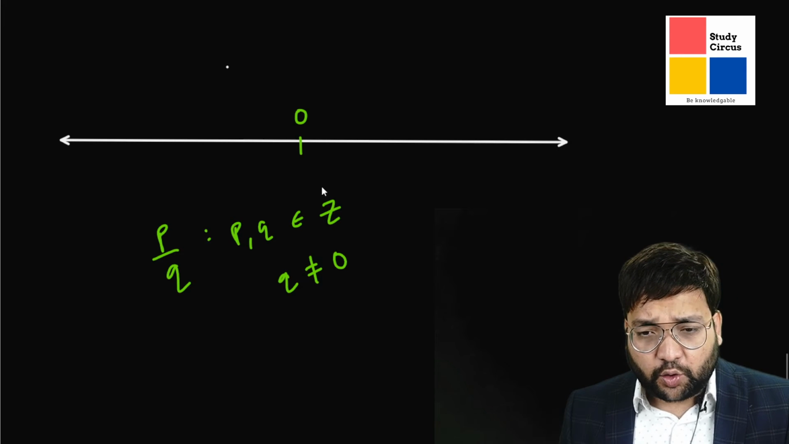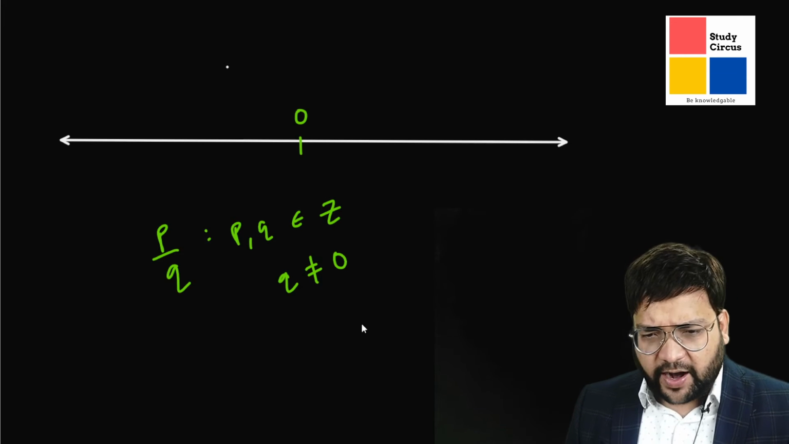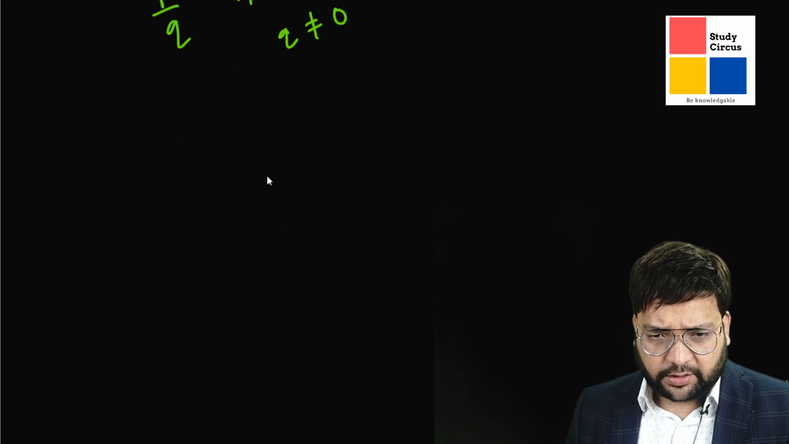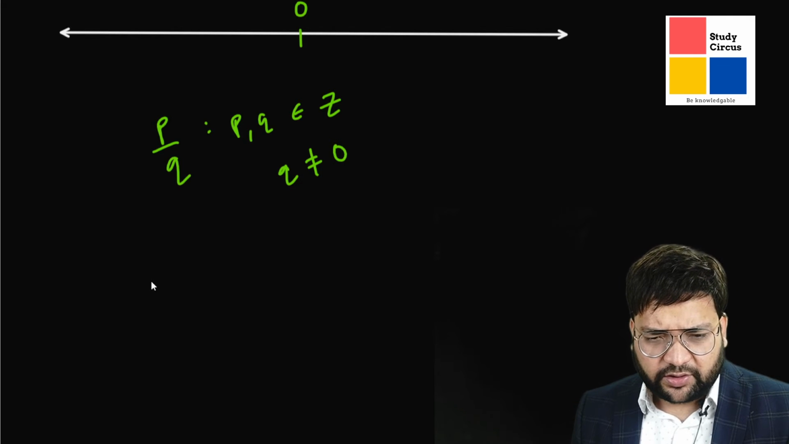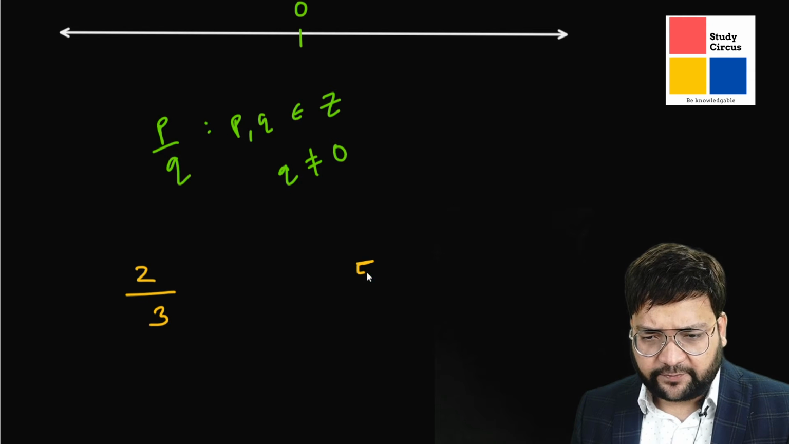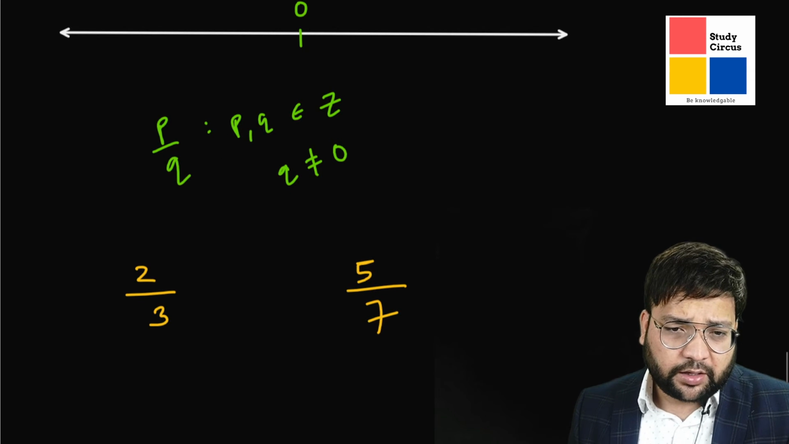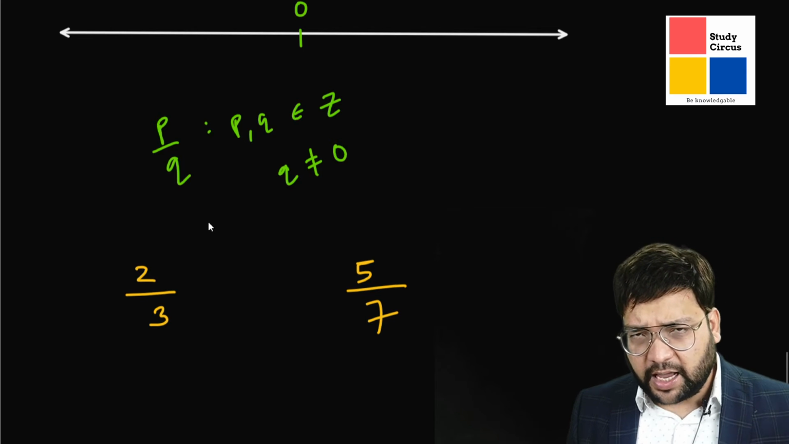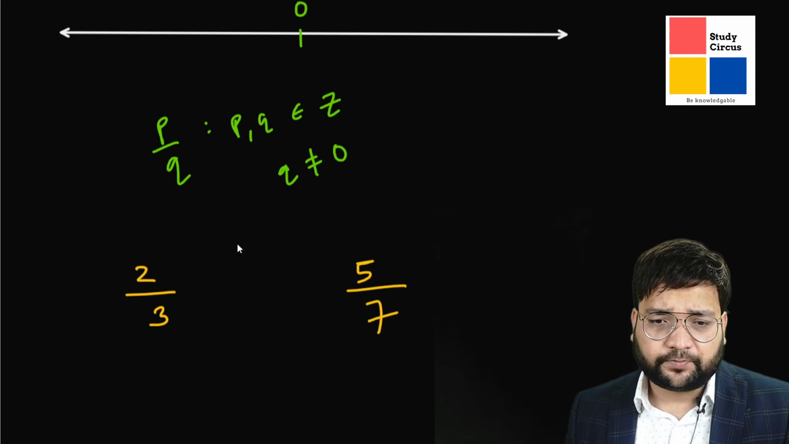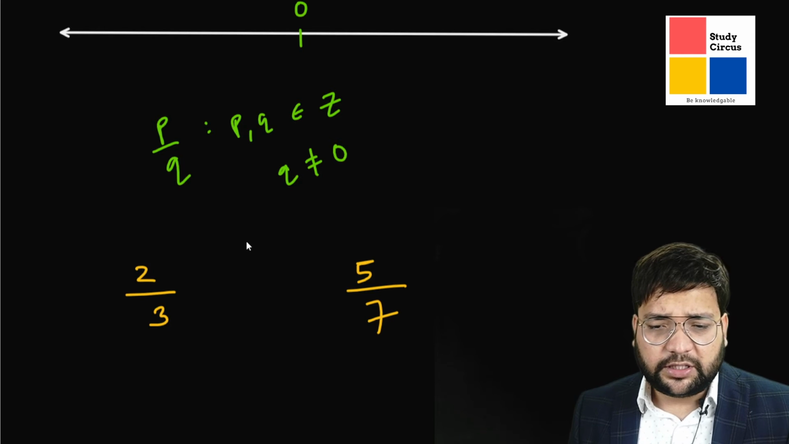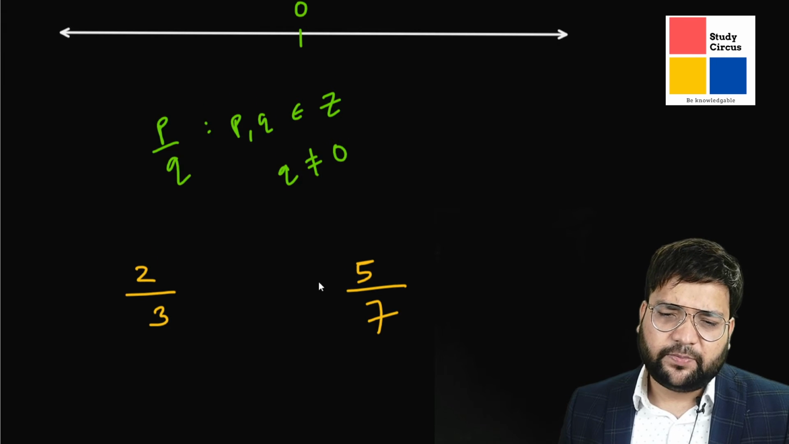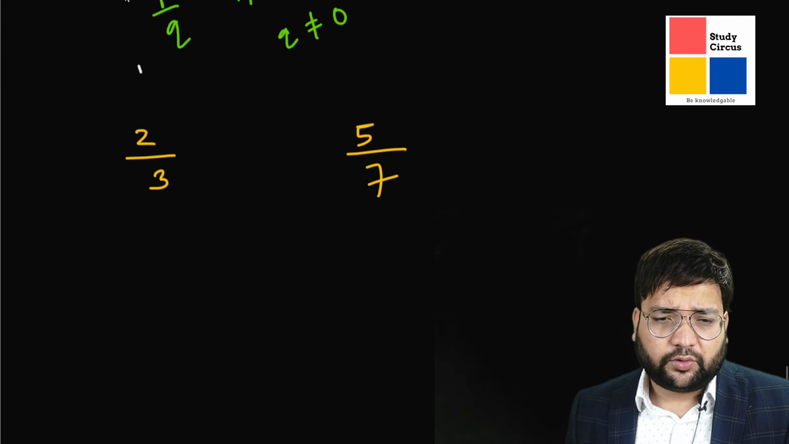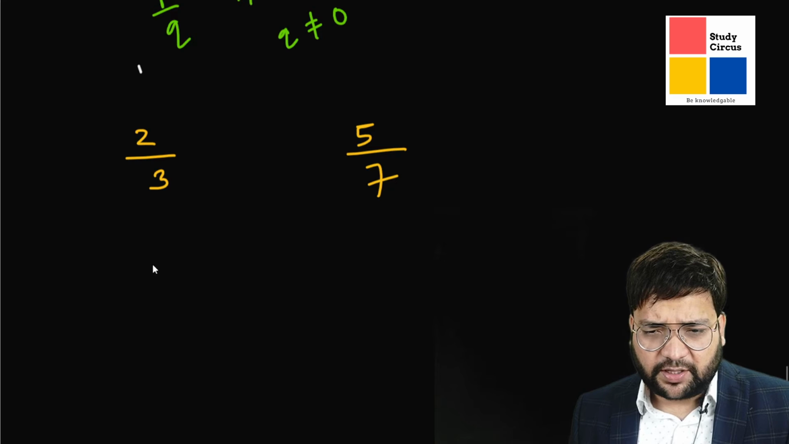So if someone says, let's say there is a rational number 2 by 3, and let's say 5 upon 7, anything. Find out three rational numbers between these two rational numbers. So what should I do? There can be many ways to find this out.